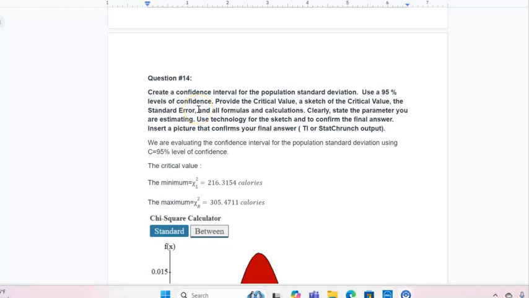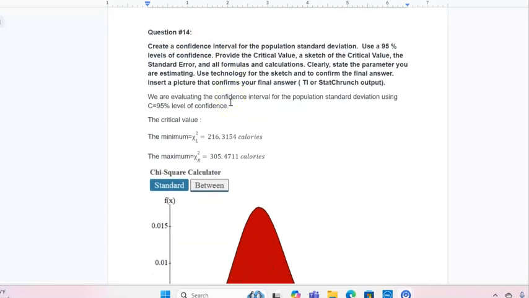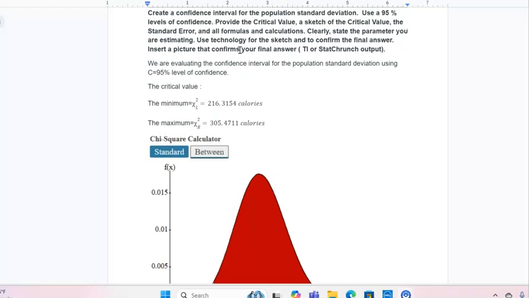We left off on question 14 from the last video, where we created a confidence interval. For this question, we're creating a confidence interval for the population standard deviation with a confidence level of 95%. And then we have to do the same thing as the last problem, which is to find a critical value and a sketch of it, then the standard error, and then the formulas and calculations that we use in order to find this.